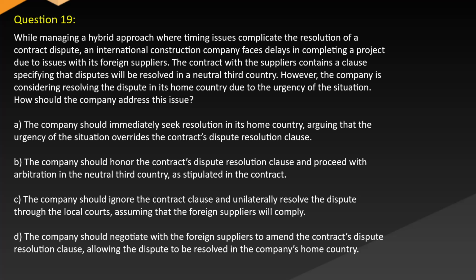A. The company should immediately seek resolution in its home country, arguing that the urgency of the situation overrides the contract's dispute resolution clause. B. The company should honor the contract's dispute resolution clause and proceed with arbitration in the neutral third country as stipulated in the contract. C. The company should ignore the contract clause and unilaterally resolve the dispute through the local courts, assuming that the foreign supplier will comply. D. The company should negotiate with the foreign suppliers to amend the contract's dispute resolution clause, allowing the dispute to be resolved in the company's home country.